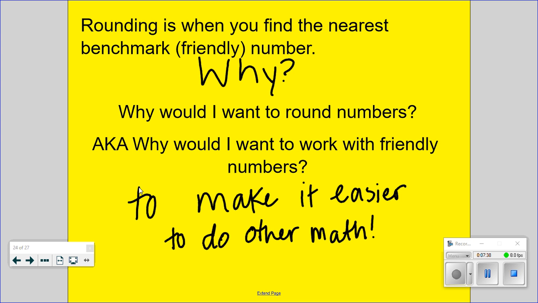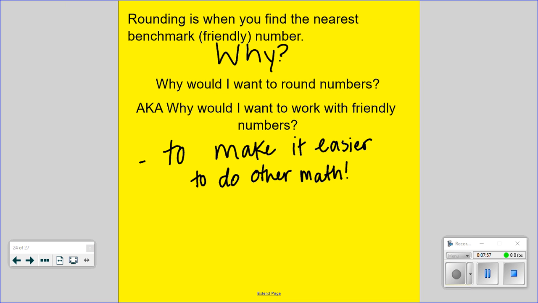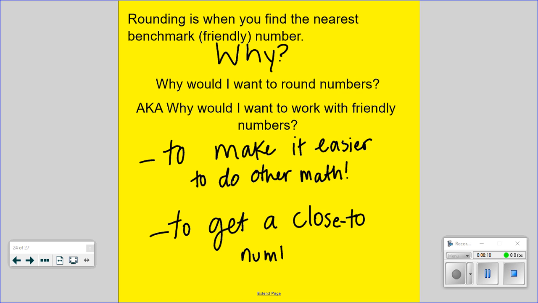When I round, am I going to get an exact answer? No. What kind of answer am I going to get? If I'm not going to get an exact answer, what kind of answer am I going to get? Emma? I'm going to get a close to answer. To get a close to, I'm going to say number instead of answer. To get a close to number.